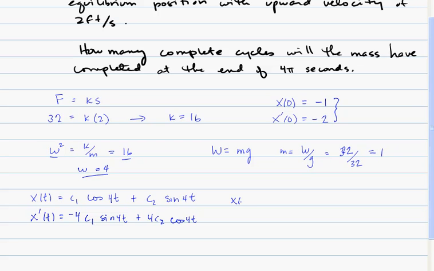So x of 0, sine of 0 is 0, cosine of 0 is 1, gives me c1. According to the initial condition, that should be -1. X prime of 0, again sine is 0, so I get 4c2, and that needs to be -2. So that c2 is -1/2.